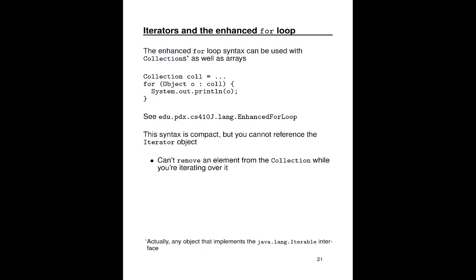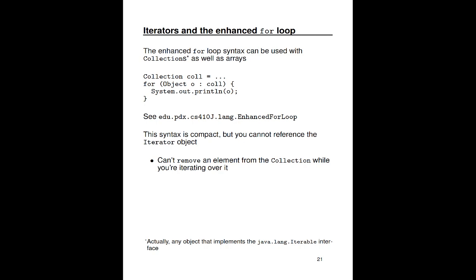The for loop in Java has the format that we've all come to expect from a C-based language. So, for int i equals 0, while i is less than the size of the thing we're iterating over, i++. That format definitely supports. The for loop also has what's called an enhanced syntax that can be used to iterate over arrays and collections.